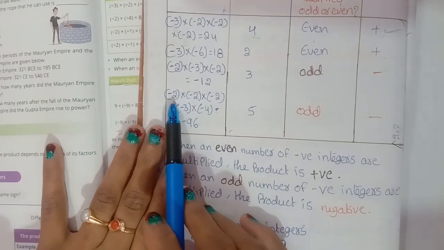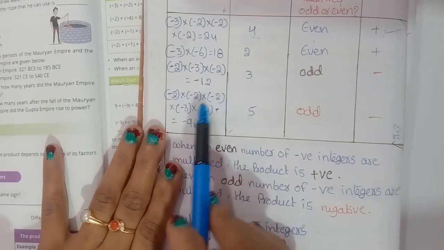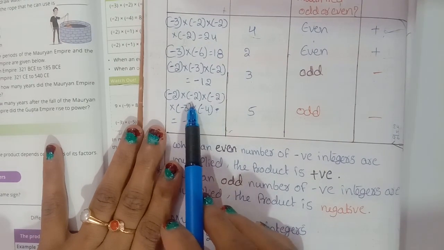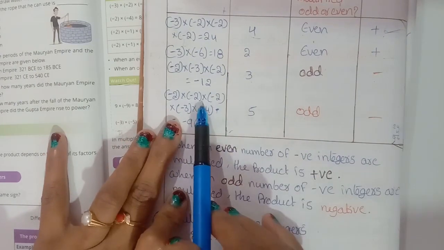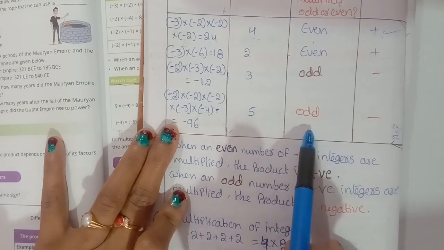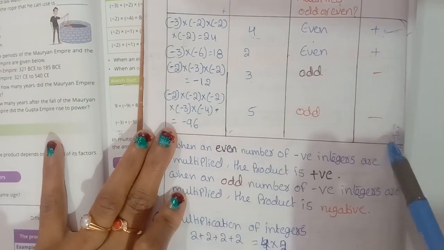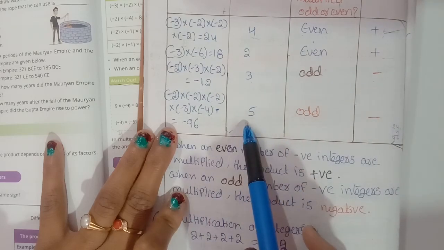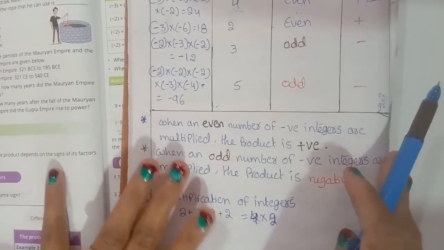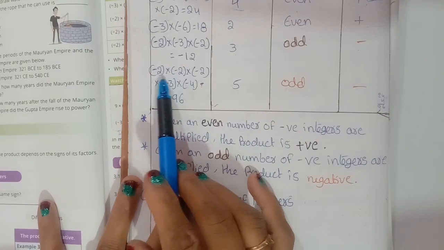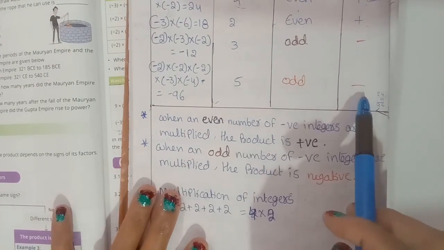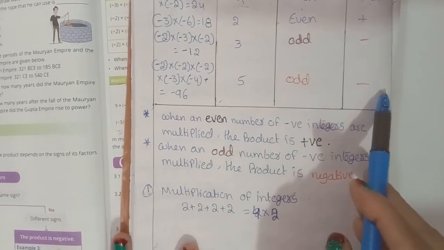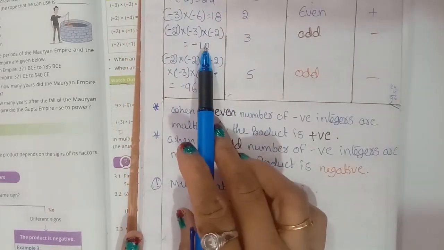Next example. Here it is 1, 2, 3, 4, 5. How many negative integers? 5. Very good. Is 5 even or odd? Odd. What is the sign of the product? Minus. Why? Because minus into minus is plus, minus into minus is plus, and again it ends with minus. So we get the minus answer only, here minus 96, minus 12.